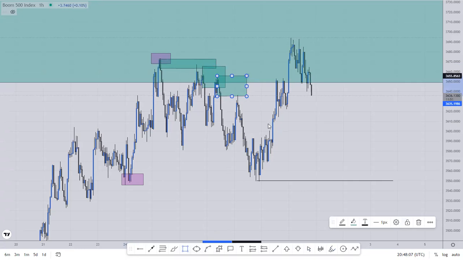As I scale in, my stop loss is different. When I entered there, my stop loss was above here. When I enter here, my stop loss is above here. When I enter here, my stop loss is above here. So my stop loss will always be different depending on the entry. Entry 1, entry 2, entry 3: three strong entry points that you could have gotten.